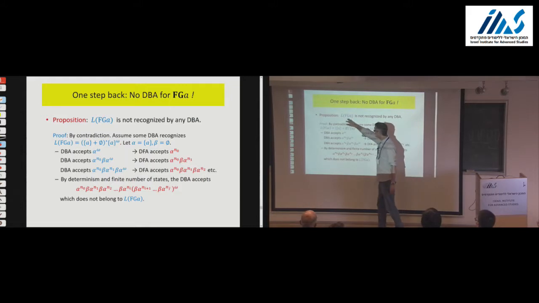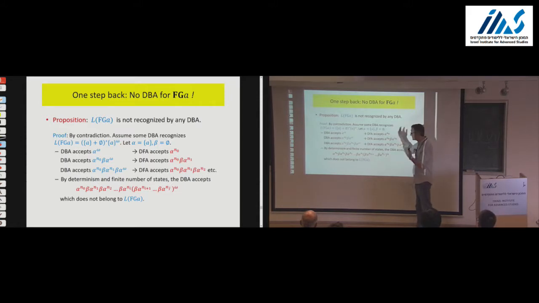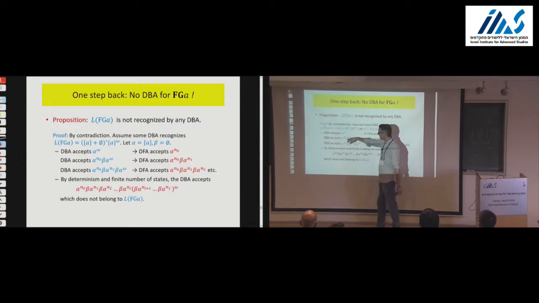So how do you prove that FGA is not recognized by any DBA? Well, just by contradiction. Assume that some DBA recognizes the language of FGA, and assume that your atomic proposition is just A. So then it is actually this language: either A holds or A does not hold. Let's just for simplicity call alpha the case in which A holds and beta the case in which A does not hold. Then your DBA, by assumption, accepts alpha omega, because this is the language which contains only finitely many betas.